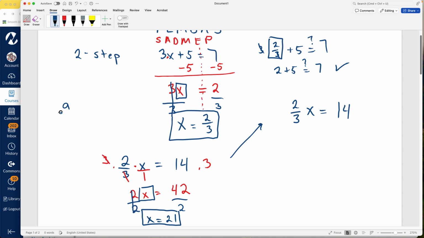Watch this. I'll just do this in general. If I have a over b, just using letters, and I multiply by b over a, whatever they are, what's going to happen? What is a divided by a? 1. What is b divided by b? 1. Anything divided by itself is 1. We talked about that last lesson. This gives us 1. What do we call the relationship between b over a and a over b?